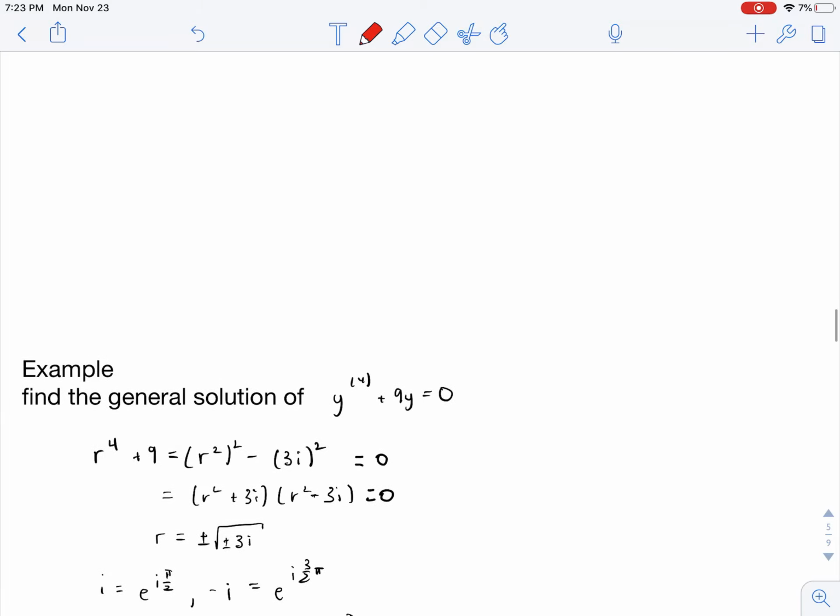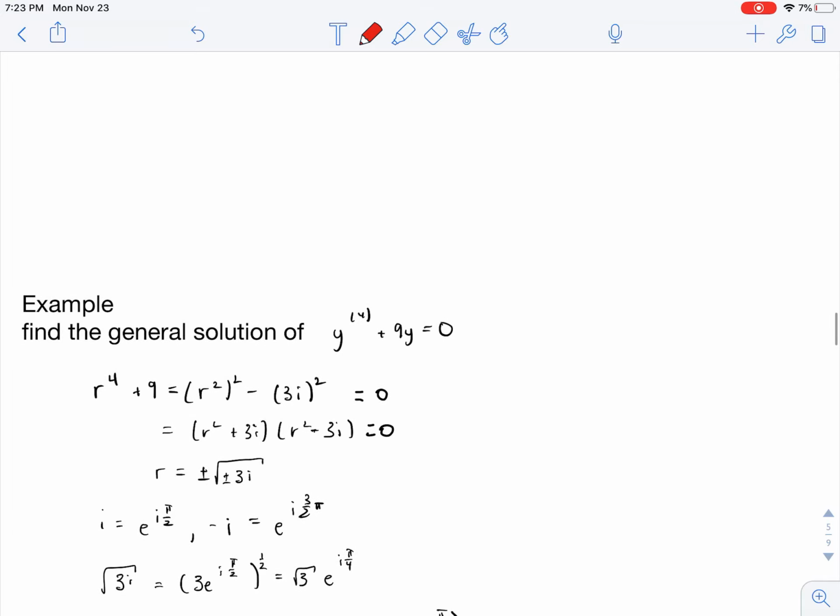So this is the point that I wanted you guys to get from reading page 169, and that is i is equal to e to the i pi over 2, and negative i is equal to e to the i 3/2 pi. So from this, we get that the square root of 3i is equal to the quantity 3 times e to the i pi over 2 to the 1/2, which is equal to the square root of 3 times e to the i pi over 4.